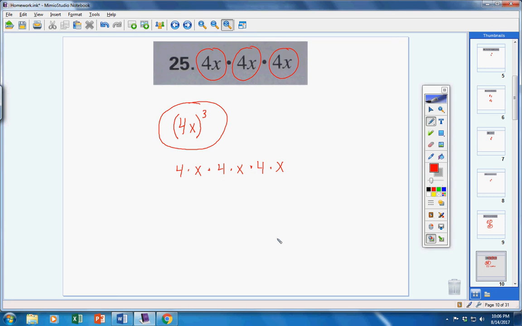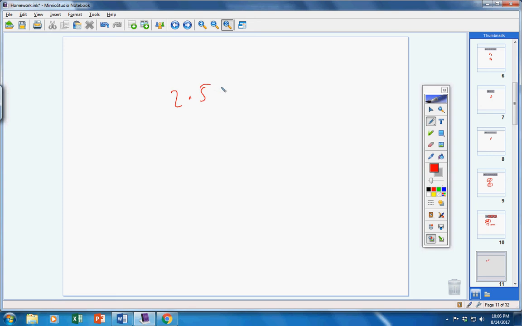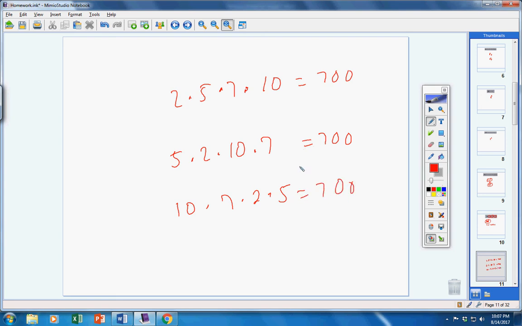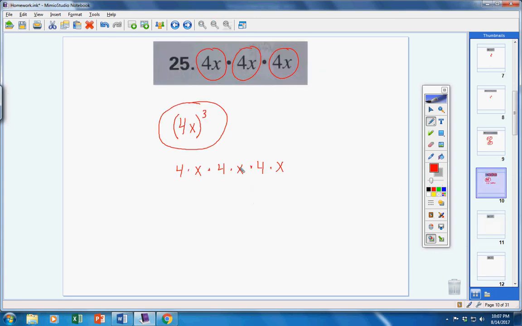Now I have a question for you. Forget this problem for a second. If I had 2 times 5 times 7 times 10, that's the exact same thing as 5 times 2 times 10 times 7. I could write these 4 numbers in any order and get the exact same answer, because they're all multiplying. This would equal 700, and this would equal 700. If you don't believe me, get a calculator out and check my work. You'll see. So it really doesn't matter what order you write things when you're dealing with multiplication.